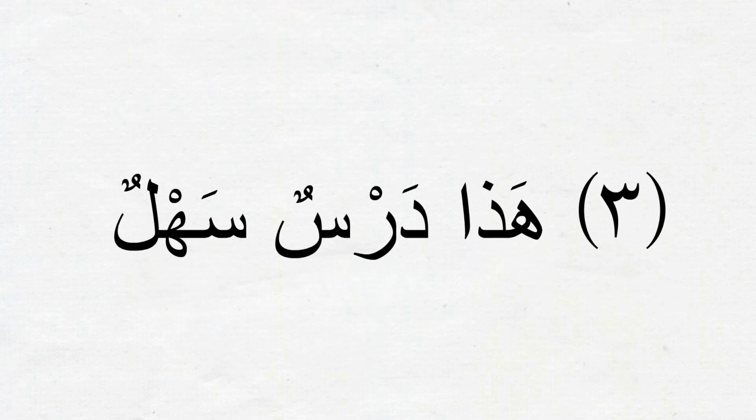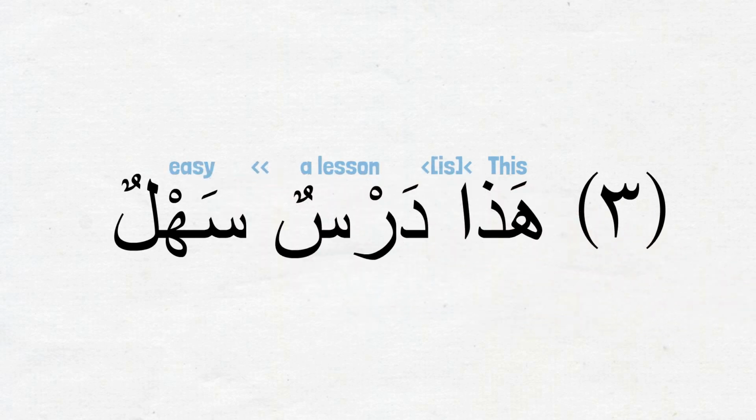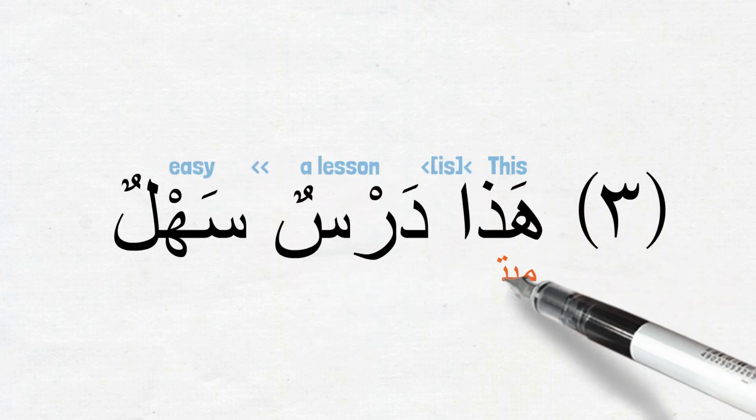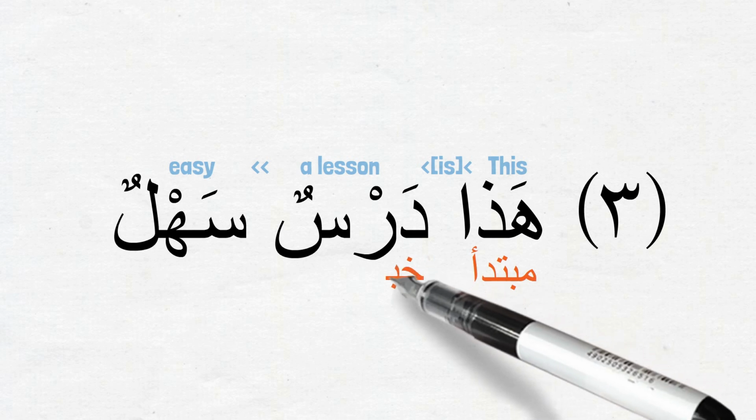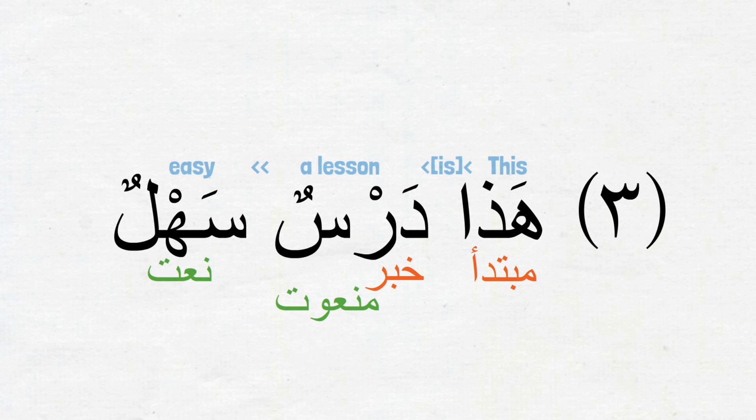Sentence 3. هذا درس سهل. What would be the translation of this sentence? We should translate it as, this is an easy lesson. So here, هذا is the mubtada, and darsun is the khabar, and sahlun is the na'at for darsun. So the translation of this sentence, as we said, is, this is an easy lesson.